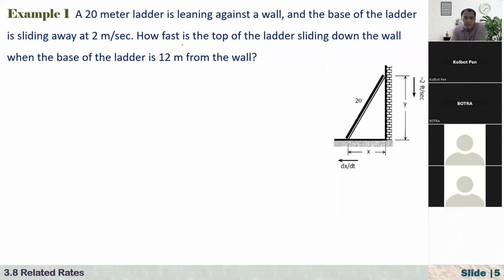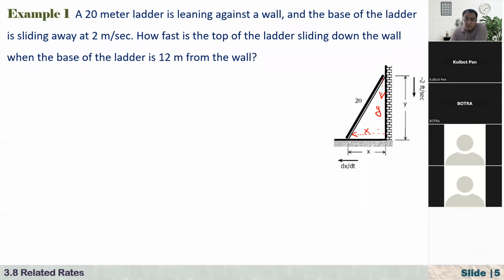The question is, how fast is the top of the ladder sliding down the wall when the base of the ladder is 12 meters from the wall? Because see here, two things are changing. Number one, the foot of the ladder is sliding away from the foot of the wall. Let me draw a dashed line here. Actually, it is moving in this direction. And also the top of the ladder is moving down. So these two things are changing. For example, if I label this horizontal distance x, and the vertical distance y, x is increasing and y is decreasing here.